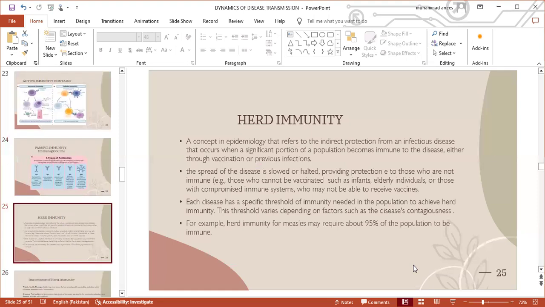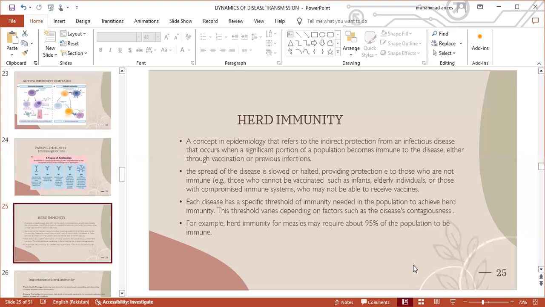Moving on to another important concept of epidemiology, herd immunity refers to the indirect protection from an infectious disease that occurs when a significant portion of a population becomes immune to the disease. Either through vaccination or previous infections, the spread of the disease is slowed or halted, providing protection to those who are not immune. For example, those who cannot be vaccinated, like infants, elderly individuals, and those with compromised immune systems who may not be able to receive vaccines.